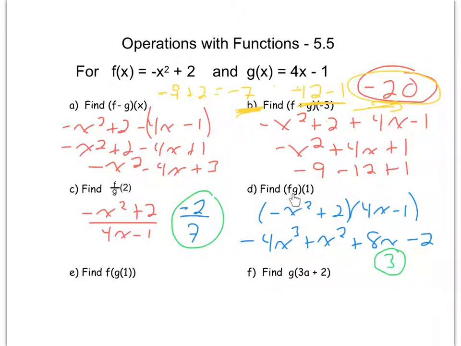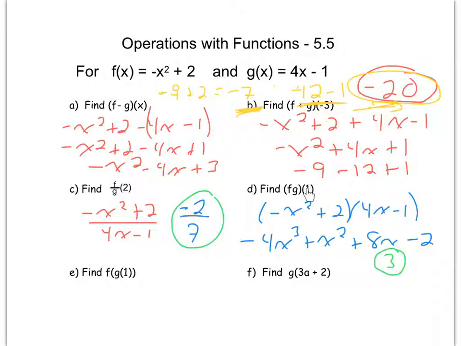F times g of 1 is next. I'm going to take these two things and multiply them out. When I do that, I get negative 4x to the third plus x squared plus 8x minus 2. If I take the 1 and plug it in, I get negative 4 plus 1 is negative 3 plus 8 is positive 5. 5 minus 2 is 3.